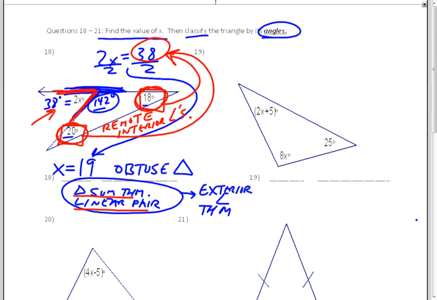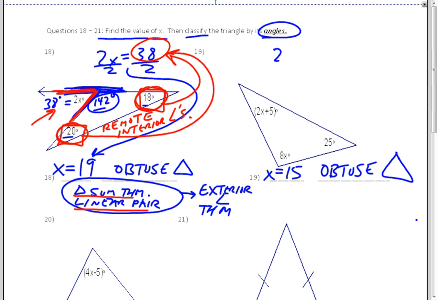Who's got an answer for me for number 19? Raise your hand. Give me x and give me an angle name, Ryan. X equals 15. What's your angle name? It's also an obtuse, since we're naming the triangle, let's say obtuse triangle.